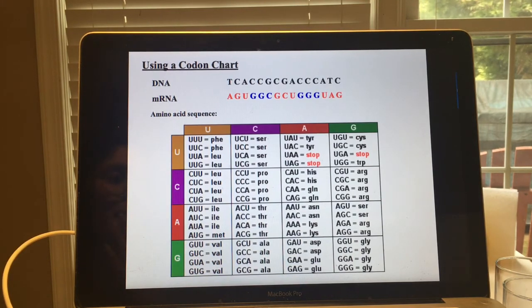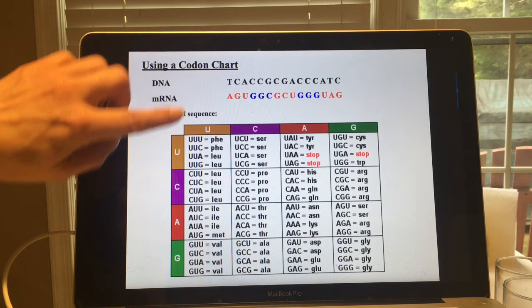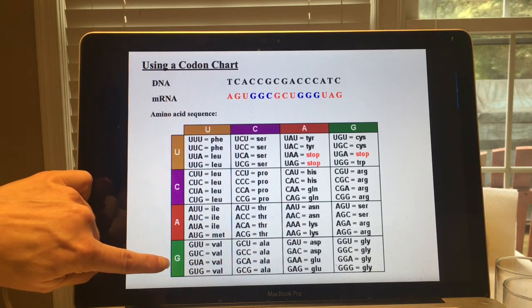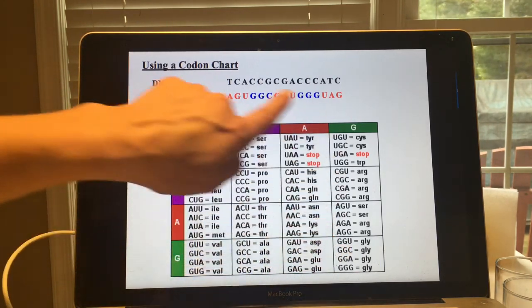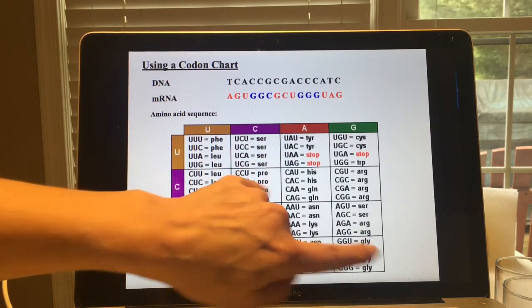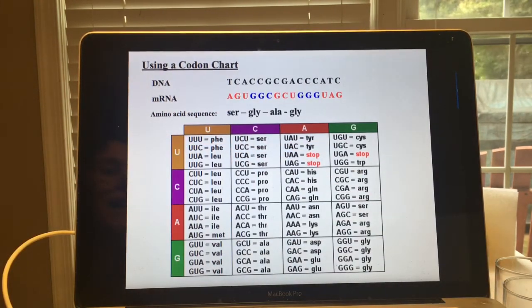Now, in this particular codon chart, it gives you the first 3 letters of the amino acid. There is a 3-letter code. These also have 1-letter codes for when you're getting into molecular biology, but we're always going to use the 3-letter codes. So the first one is serine. See if you can figure out what the next one would be. Okay, so the next one, we go G, G, and then GGC is glycine. So it's serine, glycine, alanine, glycine.